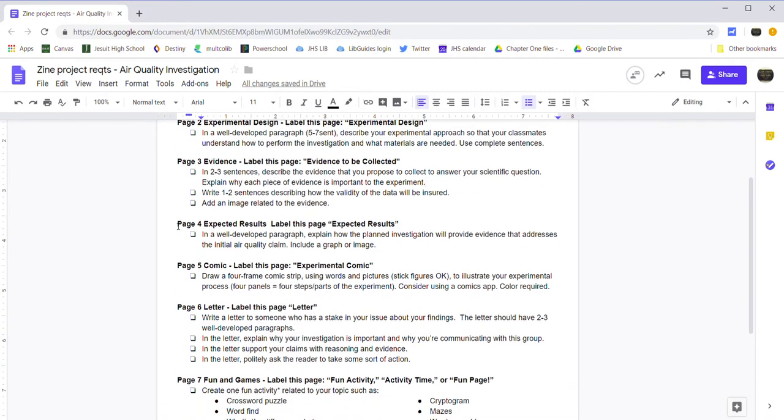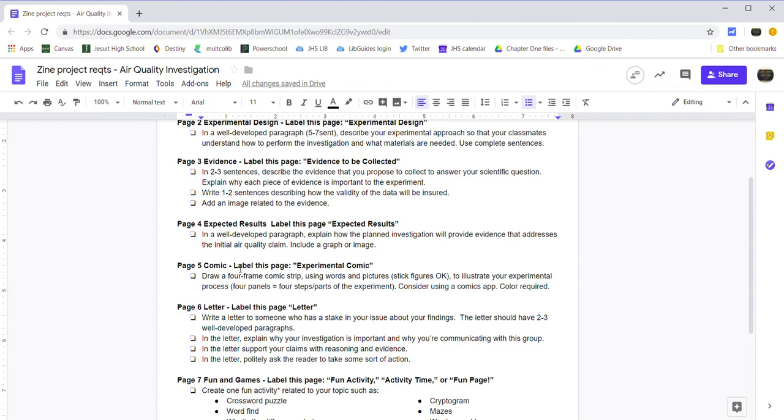Okay. Page 4, that's your expected results page. Label it expected results. We've been very clever on these titles, haven't we? In a well-developed paragraph, you're going to explain how the planned investigation will provide evidence that addresses the initial air quality claim. You want to include a graph or an image on this page. Your graph might not be your actual results, but you could graph your expected results, and then you're going to see how that turns out. Or you can just put an image.